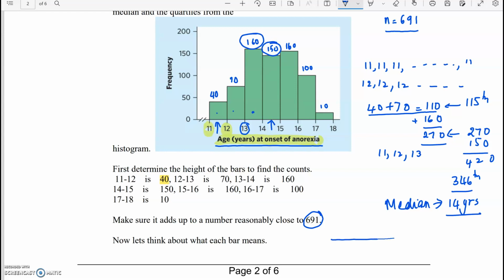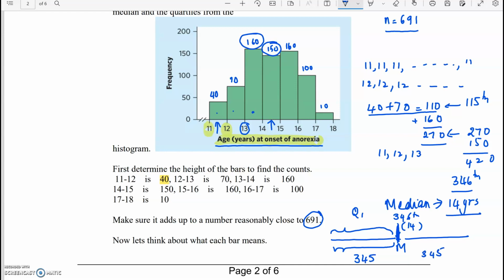So now if we had to find the first quartile, the first quartile would be the median of the data set to the left of the median. The 346th number is the median, and we know that the number is 14. Now we are looking at all the numbers on the left. Remember, the data set is split into two equal parts with the median, right? So there are 345 numbers on the left and 345 numbers on the right.